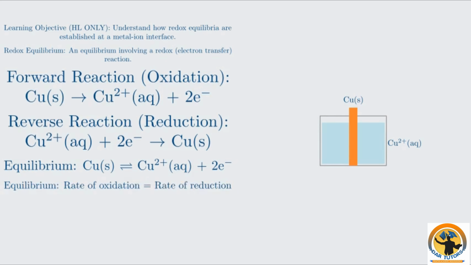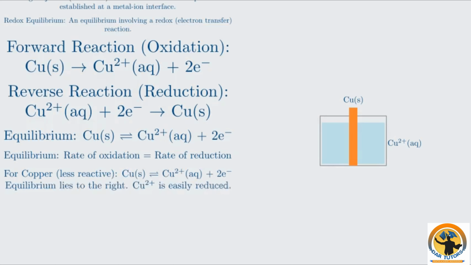This equilibrium determines the electrical potential of the electrode. The position of this equilibrium depends on the reactivity of the metal. For an unreactive metal like copper, the equilibrium lies further to the right. This means that the reduction of Cu2+ ions to form copper atoms is relatively easy. Cu2+ ions are relatively easy to reduce, making them a good oxidizing agent. The equilibrium lies further to the right, favoring the metal atoms.